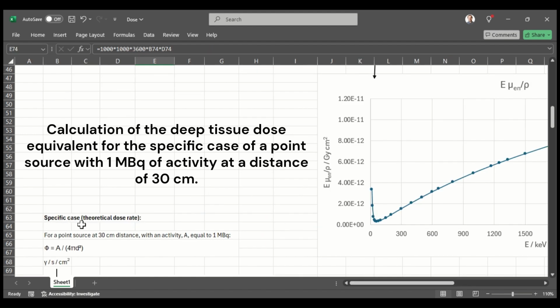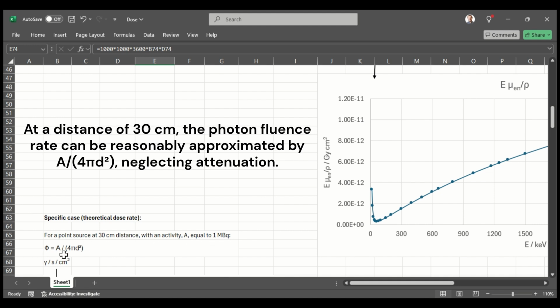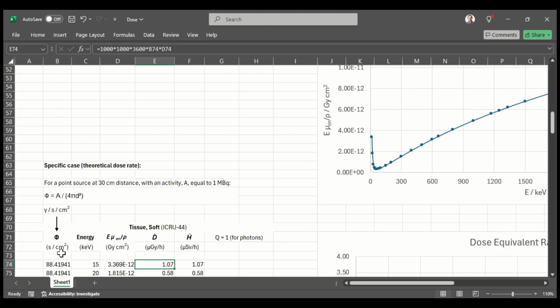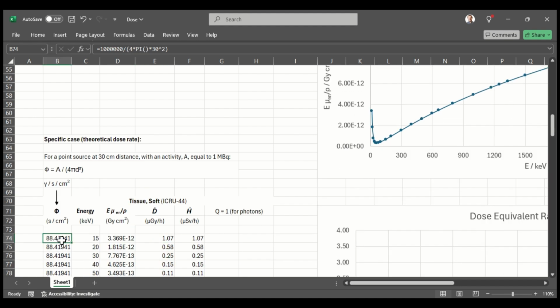Now we will proceed with the calculation of the deep tissue dose equivalent for the specific case of a point source with an activity of 1 megabecquerel at a distance of 30 centimeters. Because the distance of 30 centimeters is large enough, the photon fluence rate at that distance can be reasonably approximated by the source activity divided by the surface area of a sphere, neglecting attenuation. Calculating the photon fluence rate, as previously mentioned.